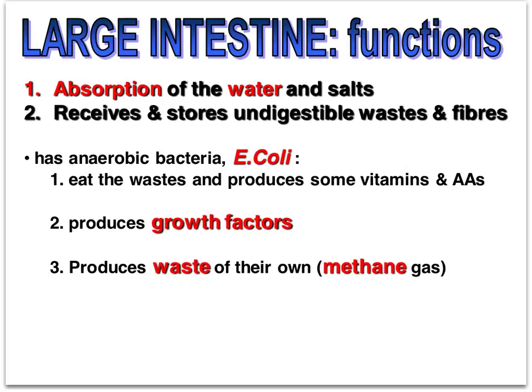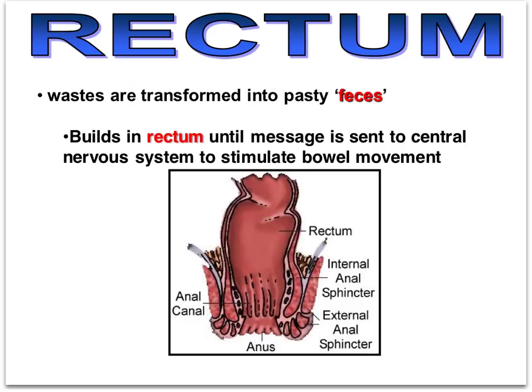We also receive and store undigestible wastes and fibers, and it does this using E. coli and anaerobic bacteria. The function of those bacteria is to eat the wastes and produce some vitamins and amino acids, as well as growth factors, and also produce their own waste, which is the methane gas, which is the smelly stuff.